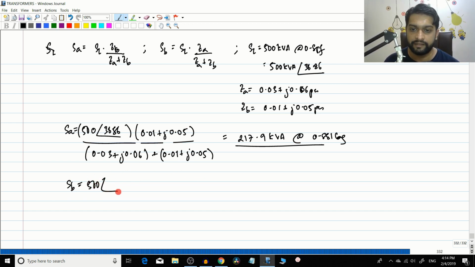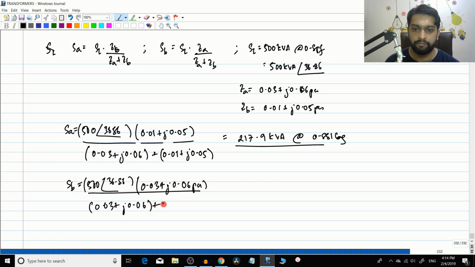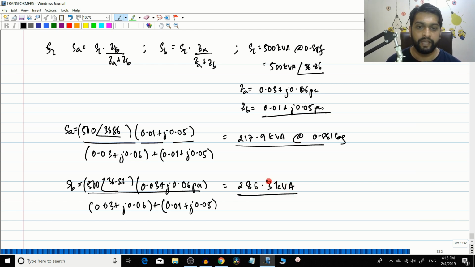So this will be 500 angle 36.86 multiplied by, for SB, ZA will come. So it will be 0.03 plus J 0.06 PU divided by 0.03 plus J 0.06 PU plus the total impedance, 0.01 plus J 0.05 PU. If you calculate this value, you will get 286.3 kVA. If you add these two together, you will get 500 kVA. You can clearly see SB was the 300 kVA transformer, right?